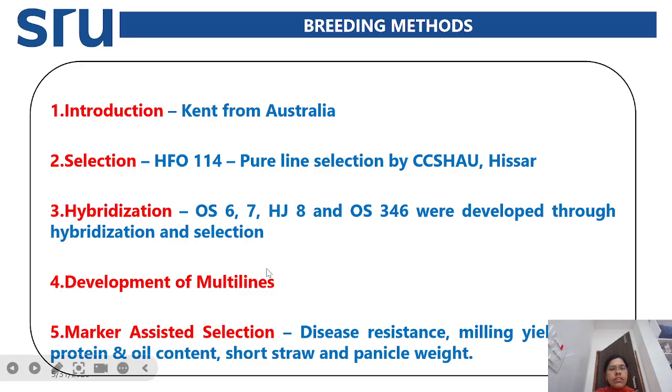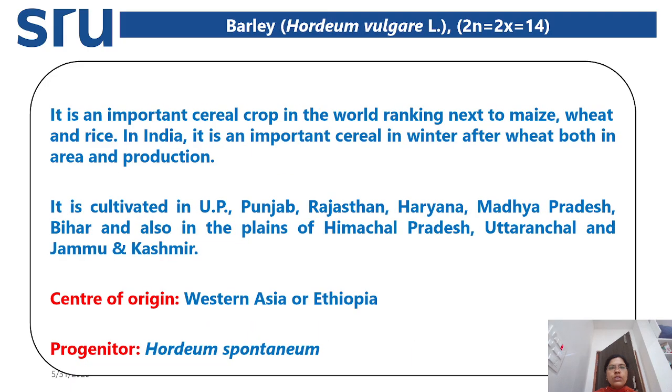And next we are having breeding methods, that is development of multilines. And next is marker assisted selection. Here the marker assisted selection is used for development of disease resistance and milling yield and groat protein and oil content, and for the development of the short straw and panicle weight in case of oats crop.